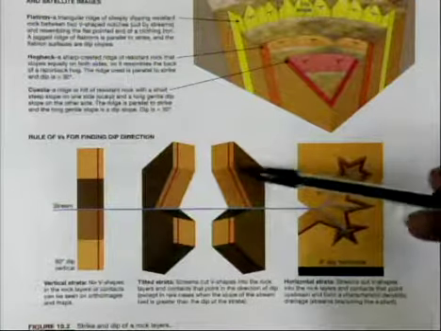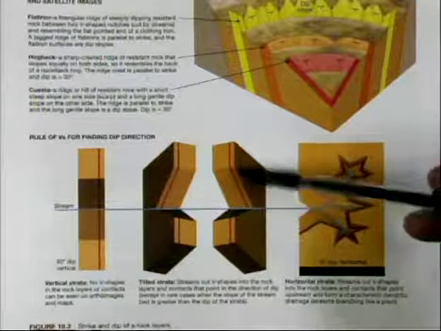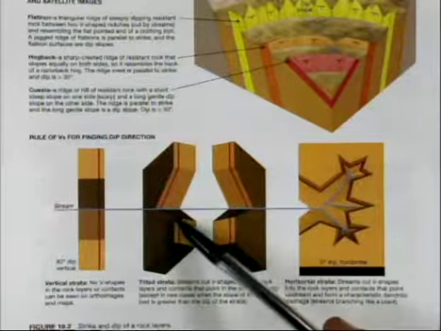So in this case, these beds are dipping to the right of the page. The V points to the right. In this case, the beds are dipping to the left of the page, and the V points to the left.